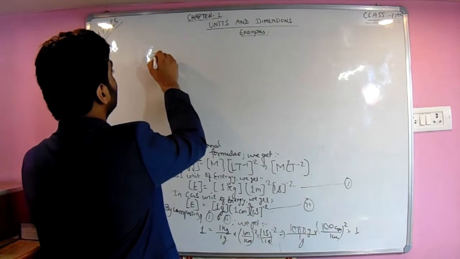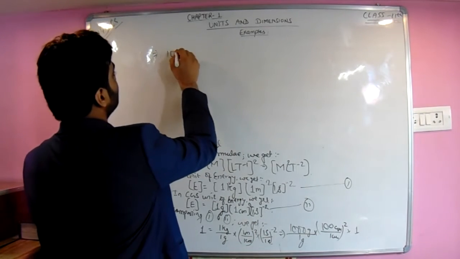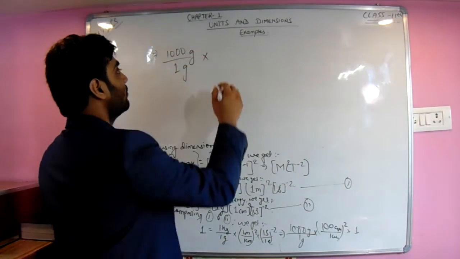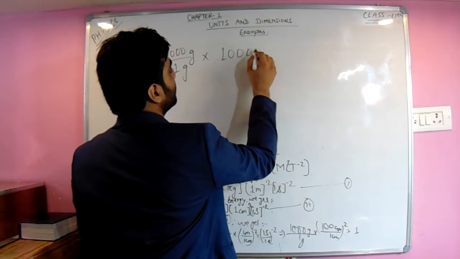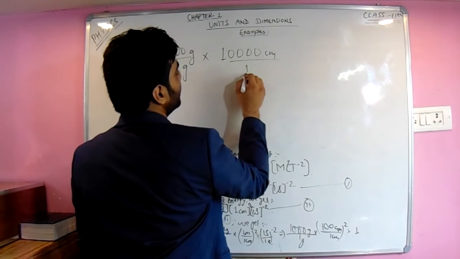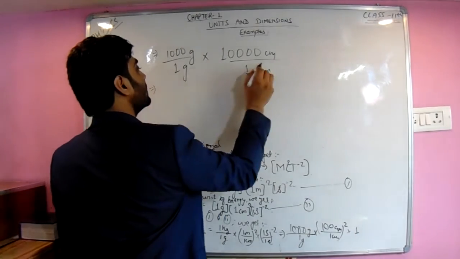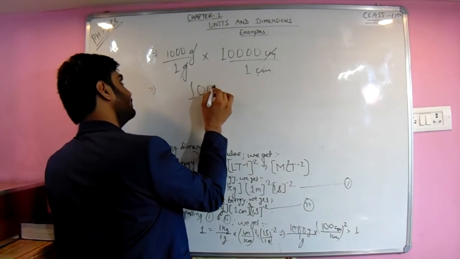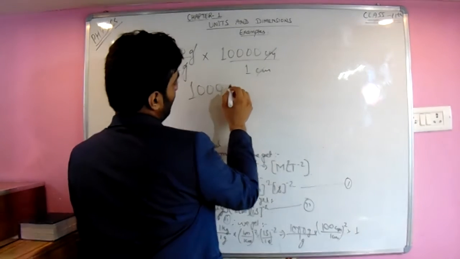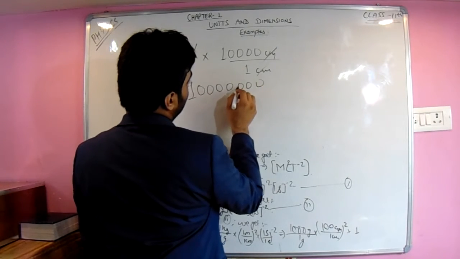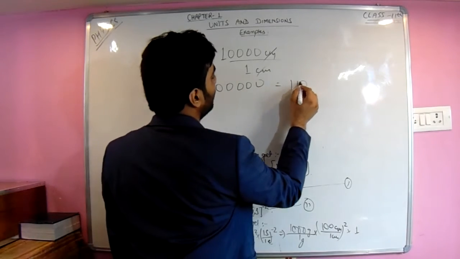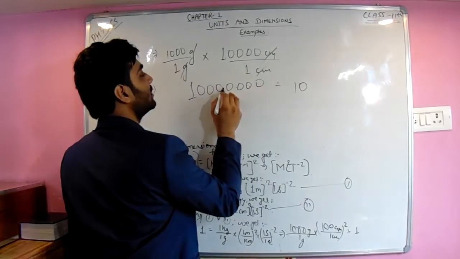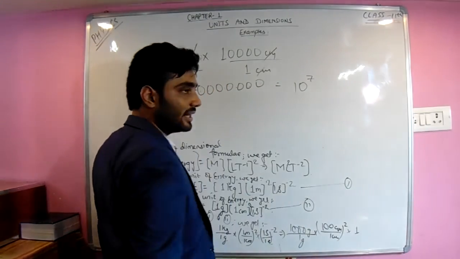So 1000 no change, 1 gram cancels out, 1000 and 10,000, centimeter and centimeter no change, centimeter cancels out, gram cancels out. Total, 10 to the power here. How many 10 to the power? 1, 2, 3, 4, 5, 6, 7. Yes, 10 to the power 7 is the right answer.